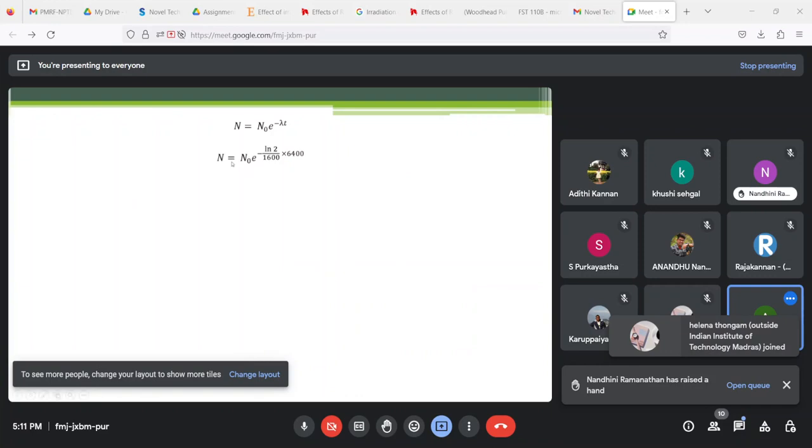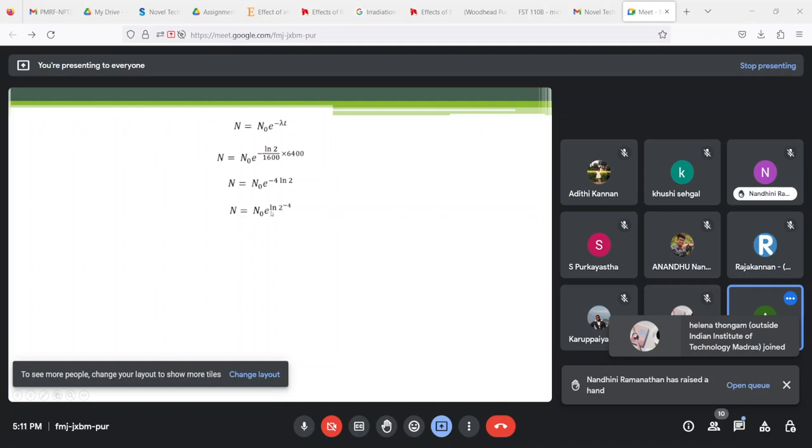So N is equal to N naught e power minus ln 2 divided by 1600 into time, that is asked in the question, which is 6400 years. So this is equal to 1600 into 4, which is 6400. So this becomes minus 4 ln 2, which is also equal to ln of 2 power minus 4. This is one of the properties in logarithm. I hope this is something that you're familiar with.